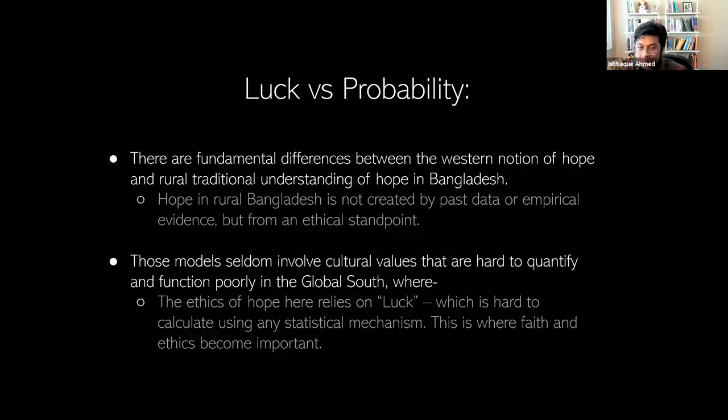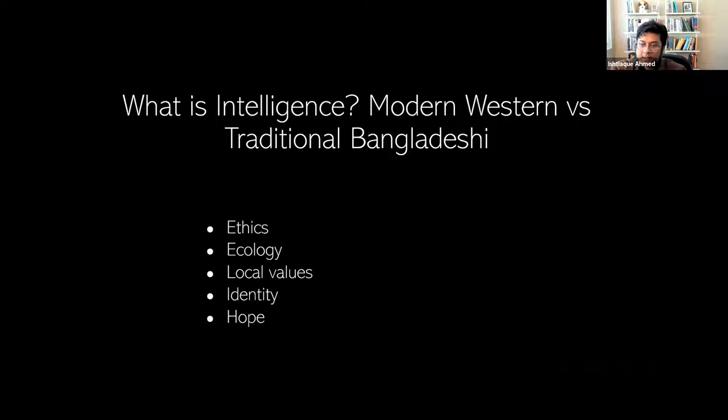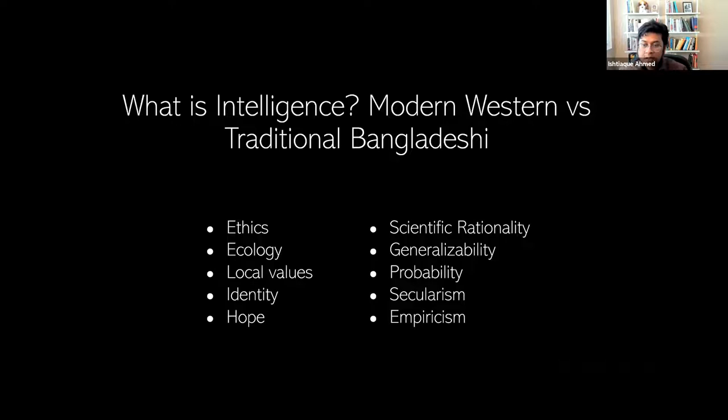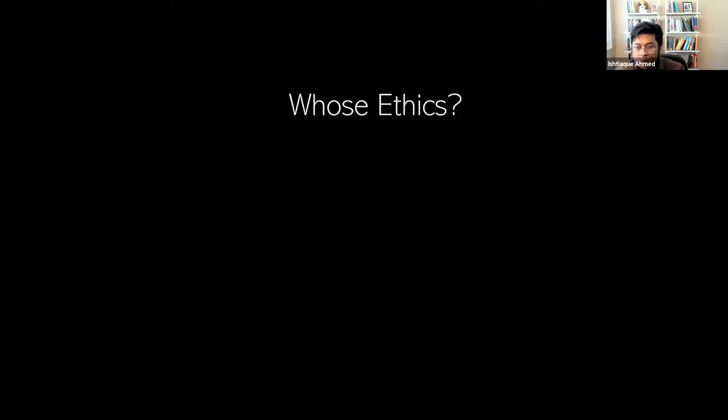So what is intelligence? As we can see, intelligence in the traditional Bangladeshi community is defined by ethics, ecology, communal values, hope, and identity. This set of qualities is quite different from the modern Western definition of intelligence, which stands on scientific rationality, generalizability, and probability. So ethics is not a kind of intelligence in traditional Bangladesh, but ethics is an essential element of any intelligence theory. So we come back to the question of whose ethics.